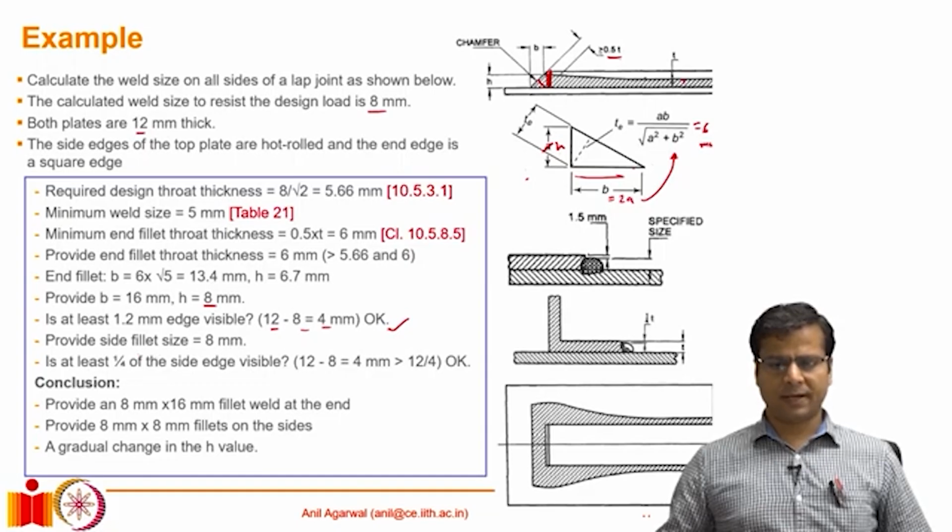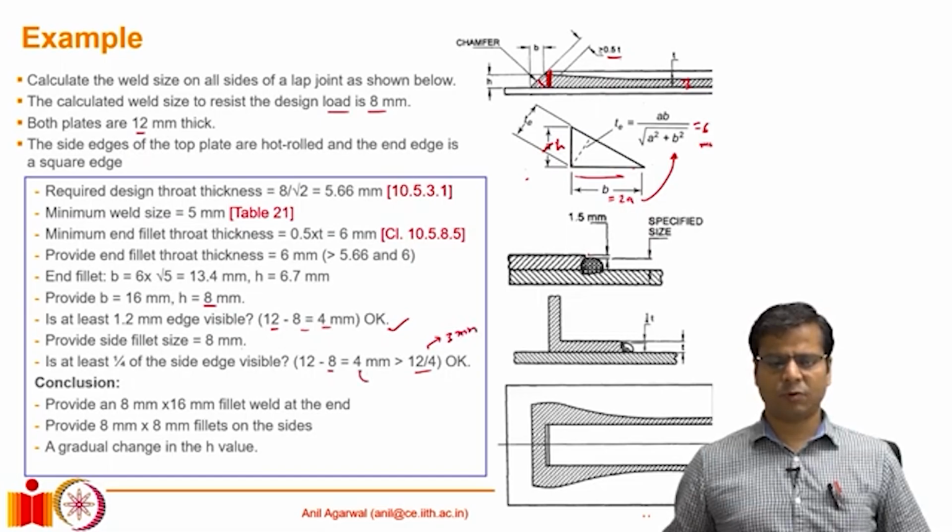On the side fillet, let's figure out, if we had provided 8 millimeter as the weld height H, let us also provide a weld of 8 millimeter on this side, because that is also the requirement as per the design calculations. If that side fillet is also 8 millimeter in size, a quarter of the plate thickness would be 12 divided by 4, that is 3 millimeters. The weld size is only 8 millimeters, that means 4 millimeters is visible, only 3 needs to be visible, that means I have satisfied that requirement as well.